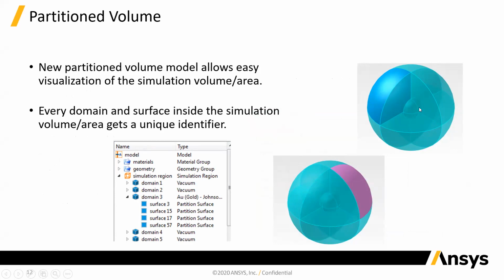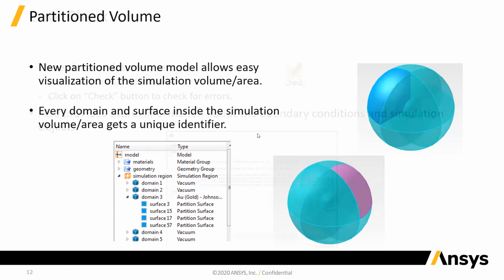And you can pick different surfaces or different volumes on this sphere. So you can see here we have a certain volume or domain selected, and here we have a certain surface selected. You can go through the object tree and select different domains and surfaces and assign boundary conditions to them very easily. So it gives you way more flexibility in terms of assigning different types of boundary conditions to different simulation boundaries.